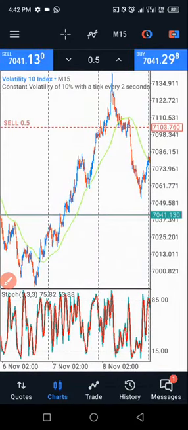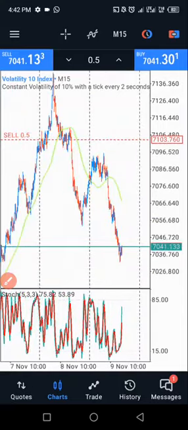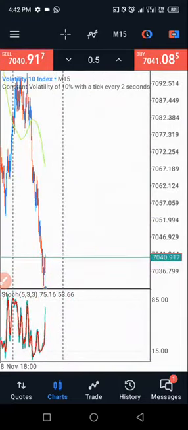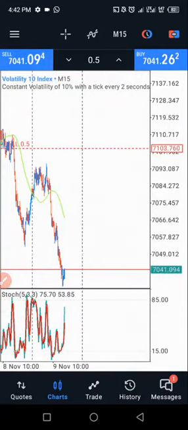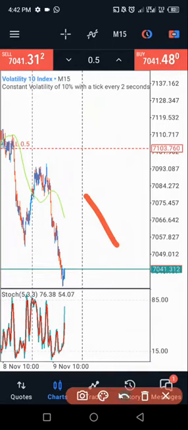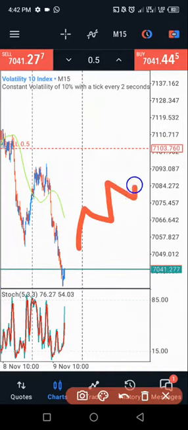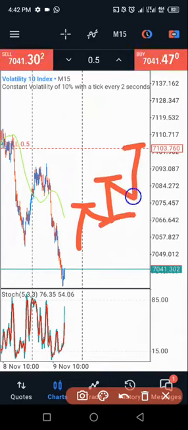Alright, so how was I able to take this trade? So the first thing, remember in the previous video I told you that market moves in three directions. There are three ways basically that the market moves. It's either the market is moving upward, thereby creating highs and highs and creating lows and lows. Alright, so that's the first way the market moves.